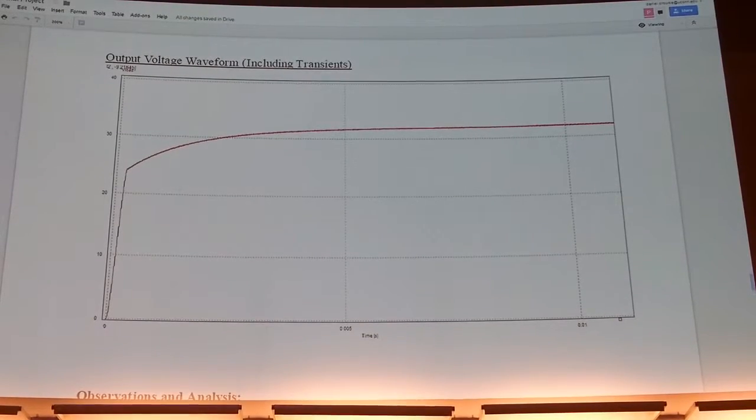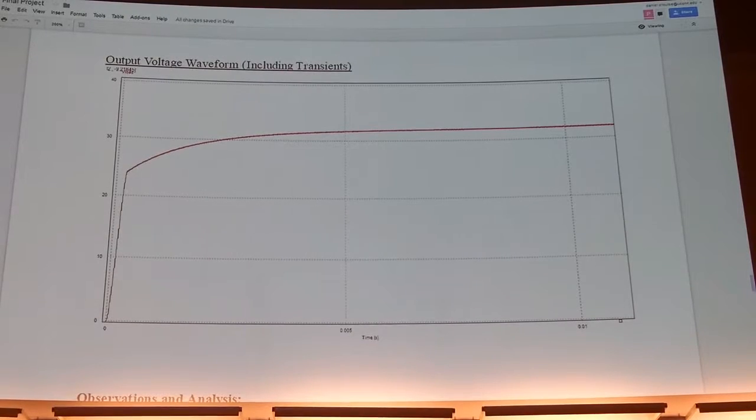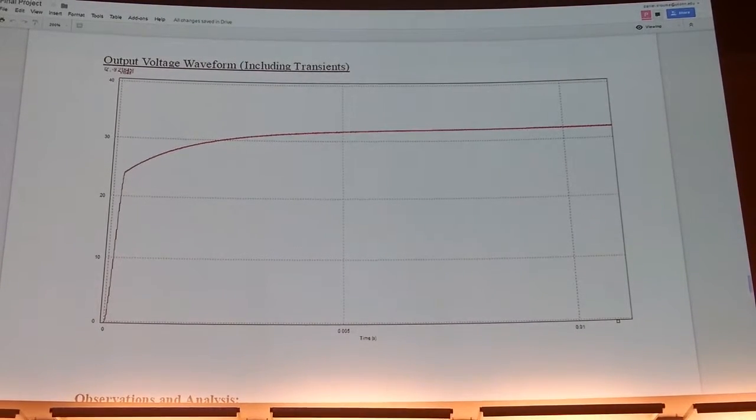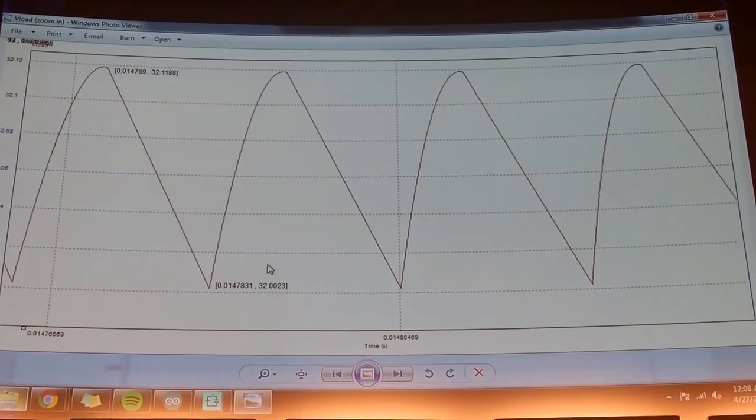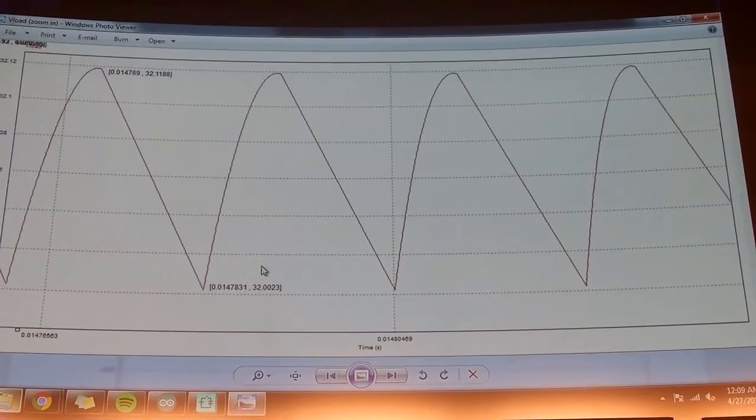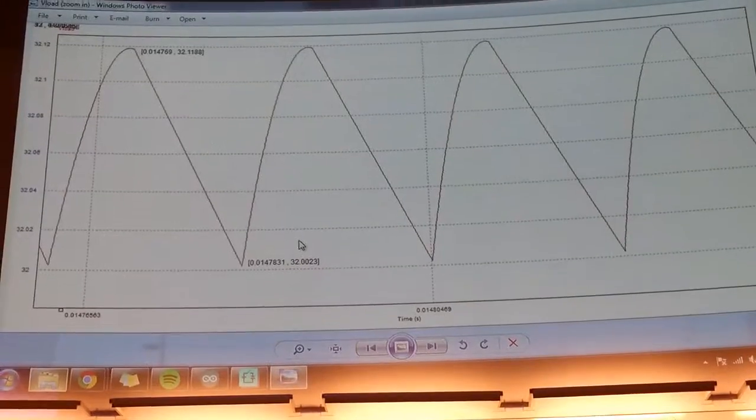So this is our simulation of the output voltage. As you can see, the voltage waveform does not pass 32 volts. Here we have the zoomed in output voltage. As you can see, it stays within 1% of 32 volts.